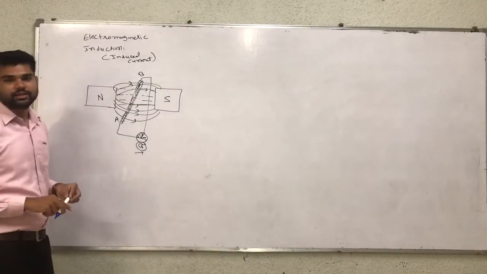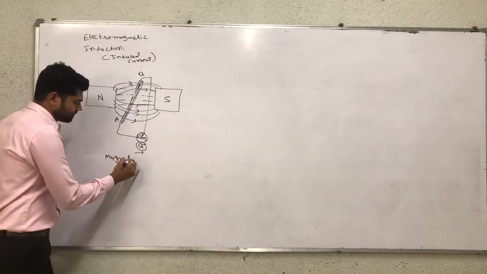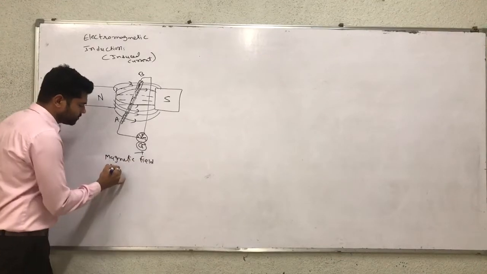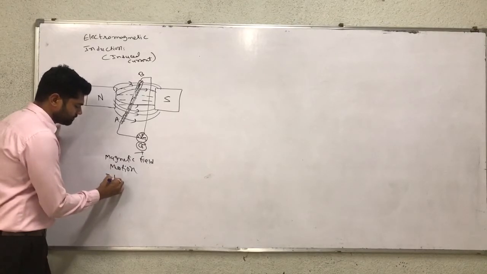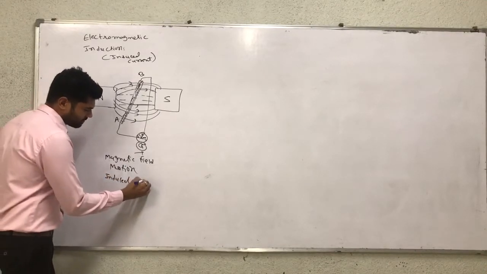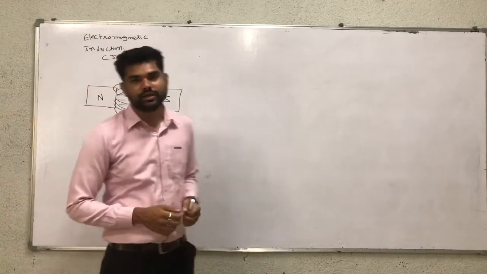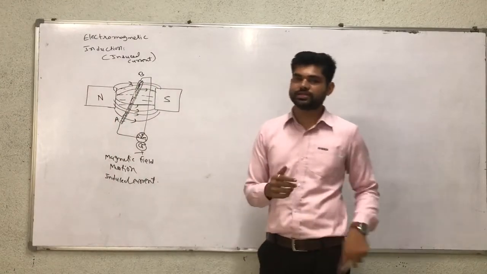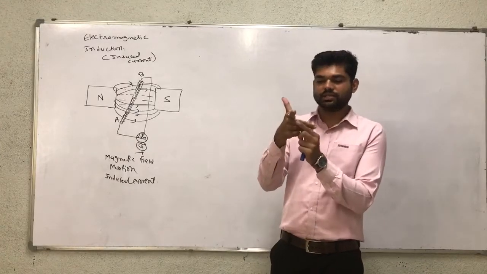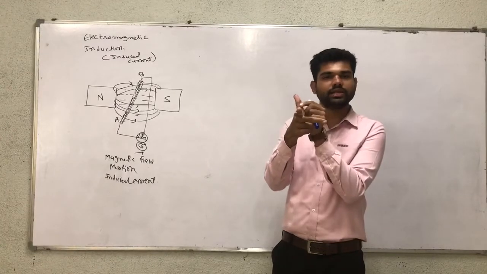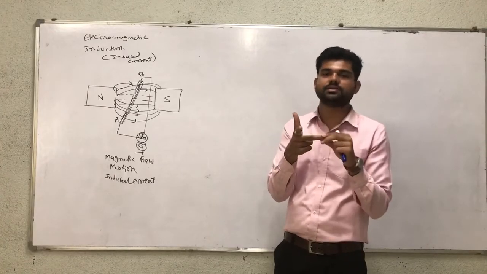Fleming's right hand rule is a relation between magnetic field, motion and induced current. In a similar way, we have to sketch our right hand, all three fingers: first is the thumb, first finger and second finger. So stretch this shape, two fingers and one thumb.